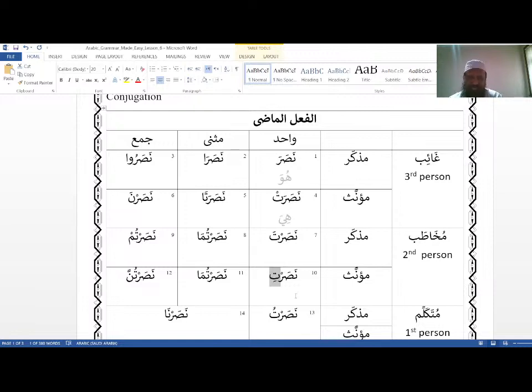Once you are master of this, that's it. You just have to do it once. I cannot emphasize more than that. You have to memorize. Once you memorize this, again, we can do thousands and thousands of verbs exactly the same way.